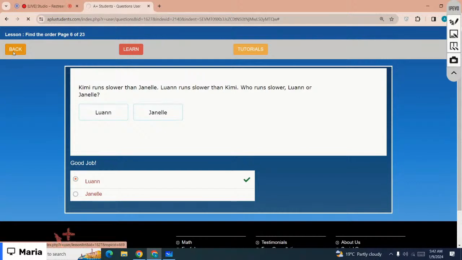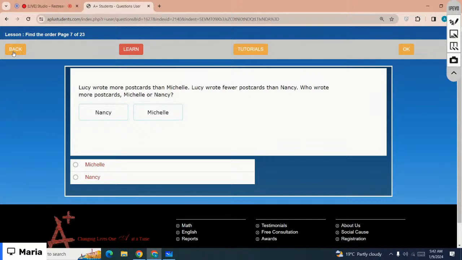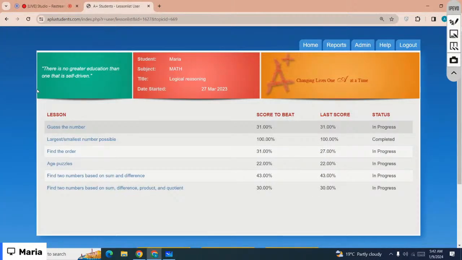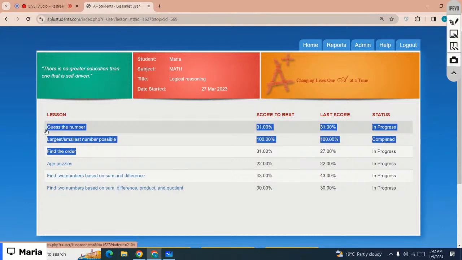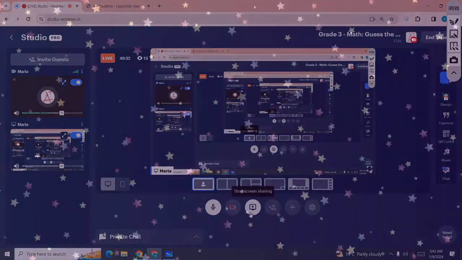We were working on grade 3 maths. The chapter we were working on is logical reasoning. The lessons we have covered today are guess the number, largest and smallest number possible, and find the order, right? So please make sure before the next session you complete all the practice questions for the lessons we did today. That is your homework until the next session, right?